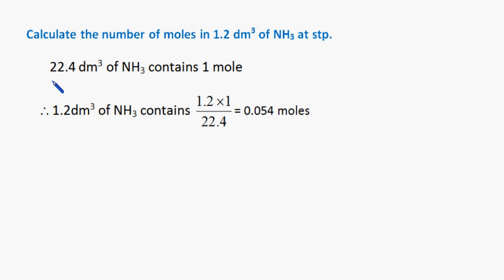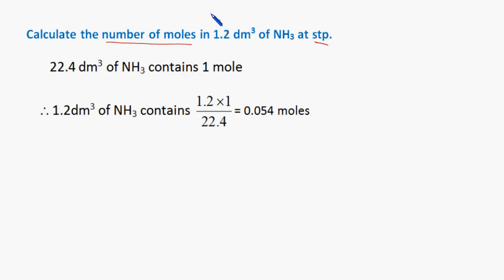In this example, we want to calculate the number of moles in 1.2 dm cube of ammonia at STP. Now at STP, we know that 1 mole of a gas will occupy 22.4 dm cube. Now the question is asking for number of moles. So the statement should be written such that moles is on the right hand side. So 22.4 dm cube of ammonia contains 1 mole.